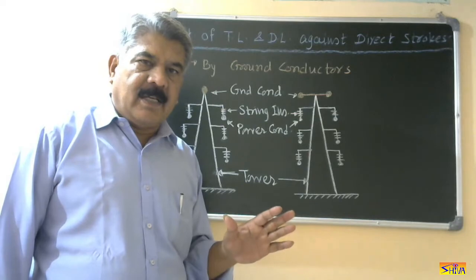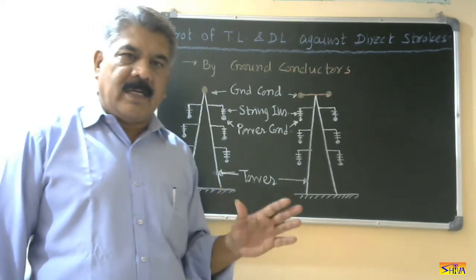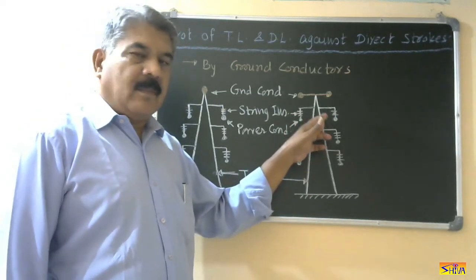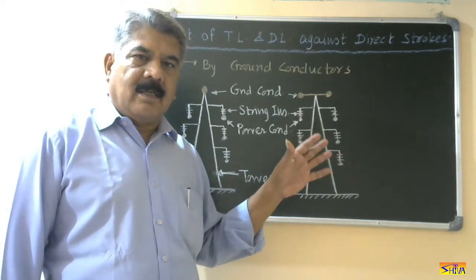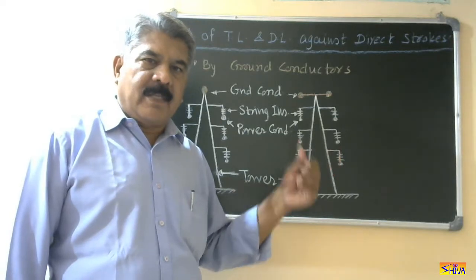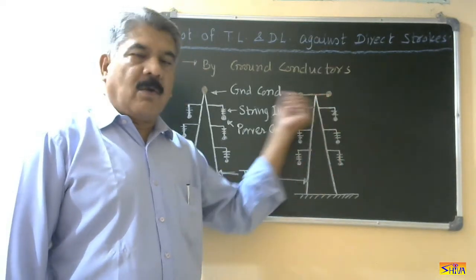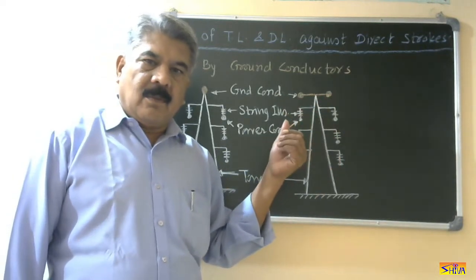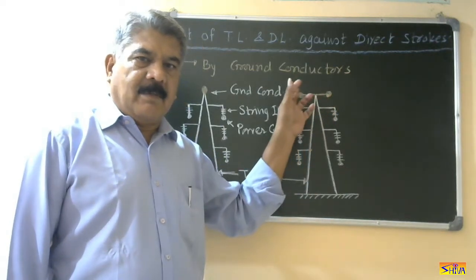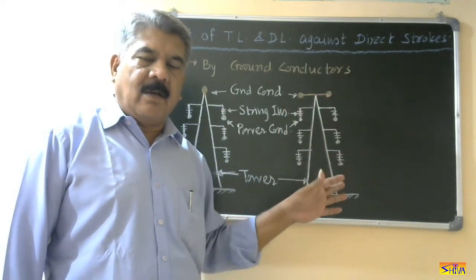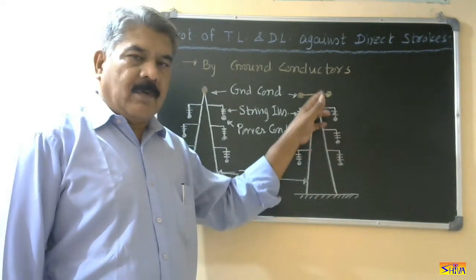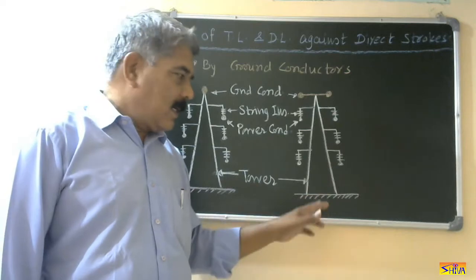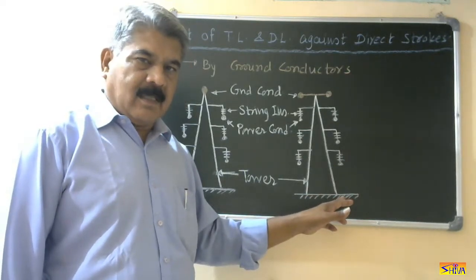So one thing is clear, that ground conductors are above the power conductors, so that whenever there is a cloud to be discharged, then these ground conductors will attract that cloud, and lightning discharge will be on these ground conductors rather than on the power conductors. They are connected to the towers, so they will discharge the lightning current to the earth.